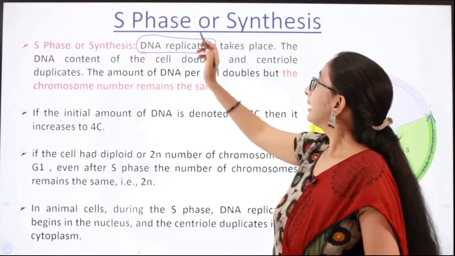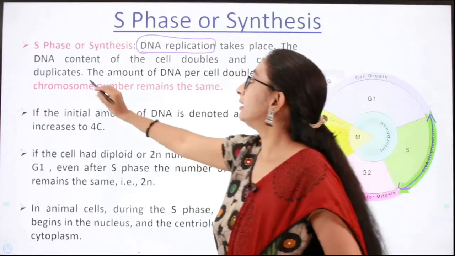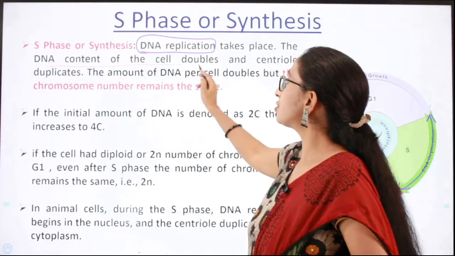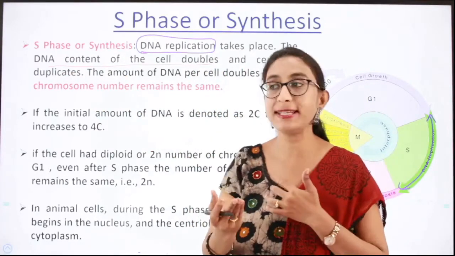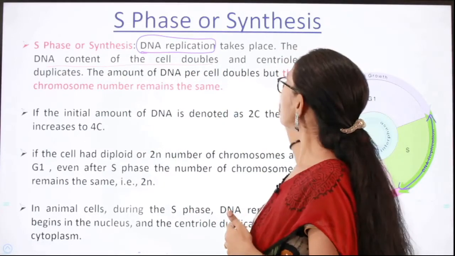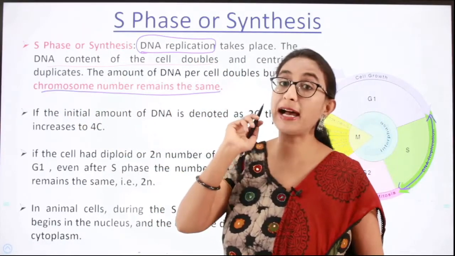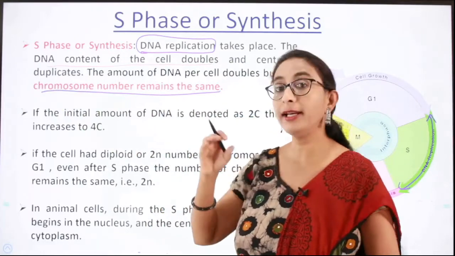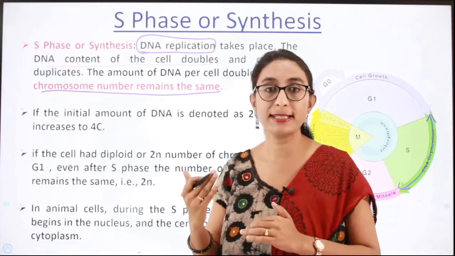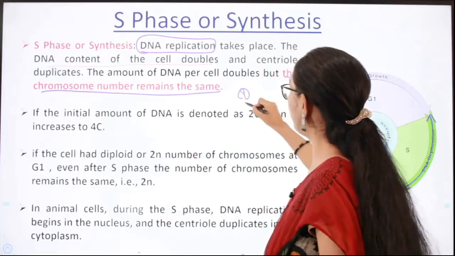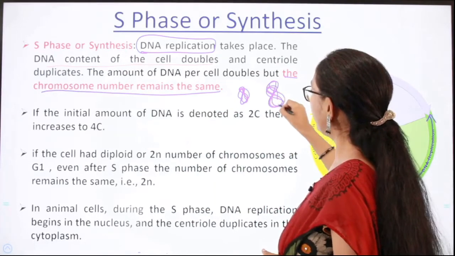So it is the S phase during which DNA replication happens, and the DNA content of the cell doubles over here. Whatever genetic material DNA is present, it becomes twice. However, the chromosome number remains the same. This is also a very important question asked in previous years. Keep this in mind. Though the quantity of DNA becomes twice, say you have this much DNA in the cell, after the S phase you will have twice the amount of that DNA.